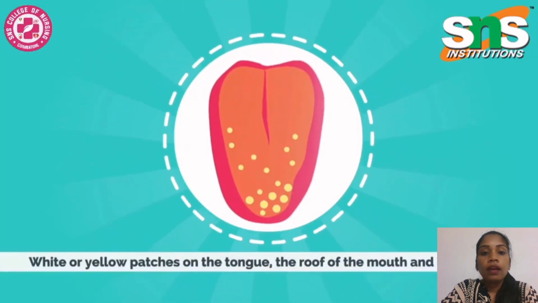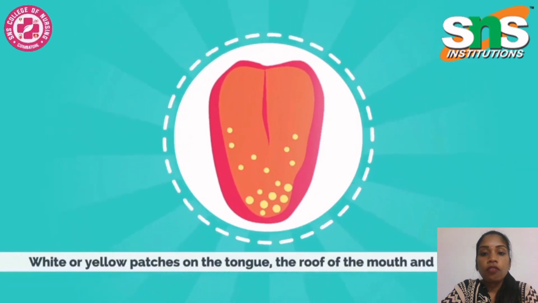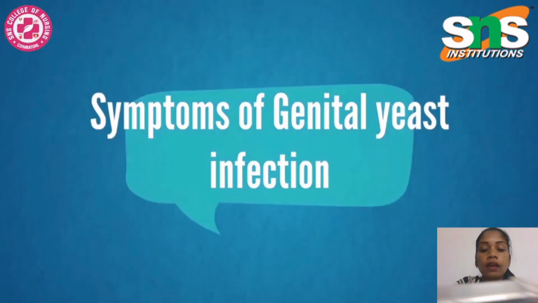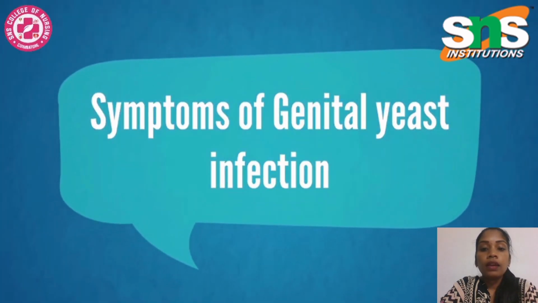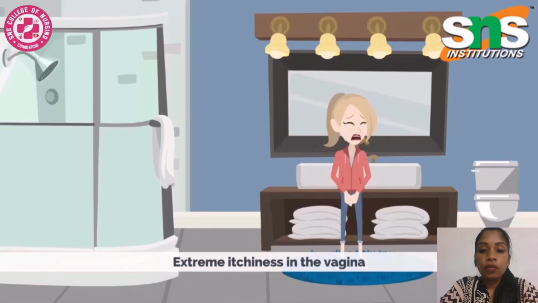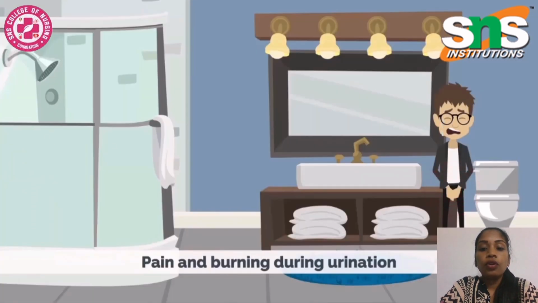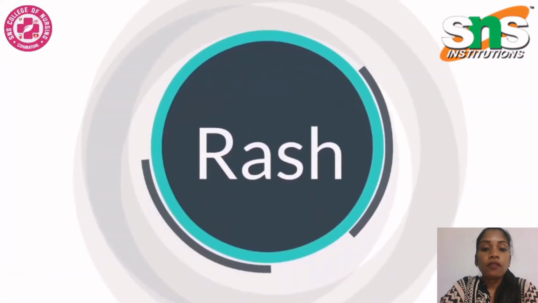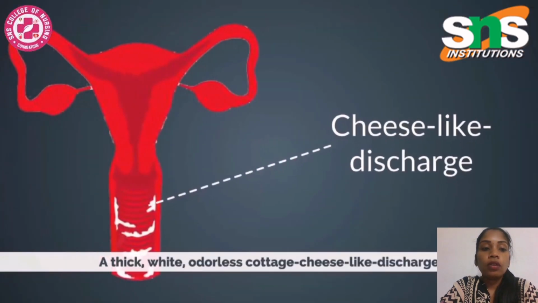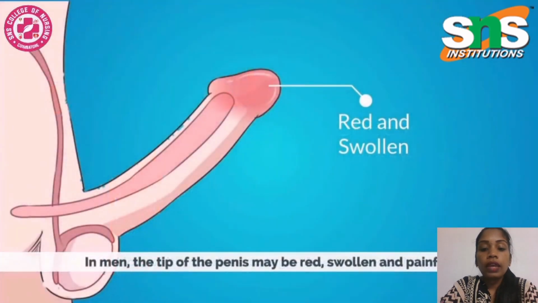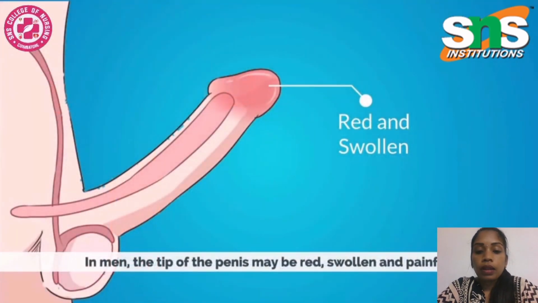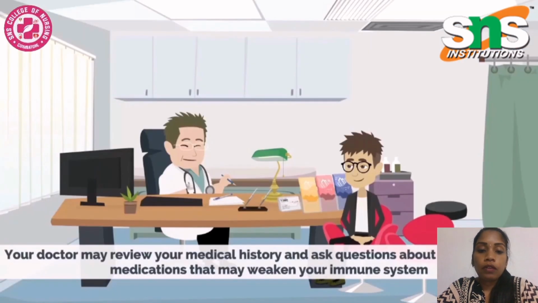Then we move on to the diagnosis of candidiasis, where yeast infection in men and women can cause discomfort during urination. Next, moving on to doctor consultation, by which we can take medicines. The tip of the penis may be red and swollen with painful movement.